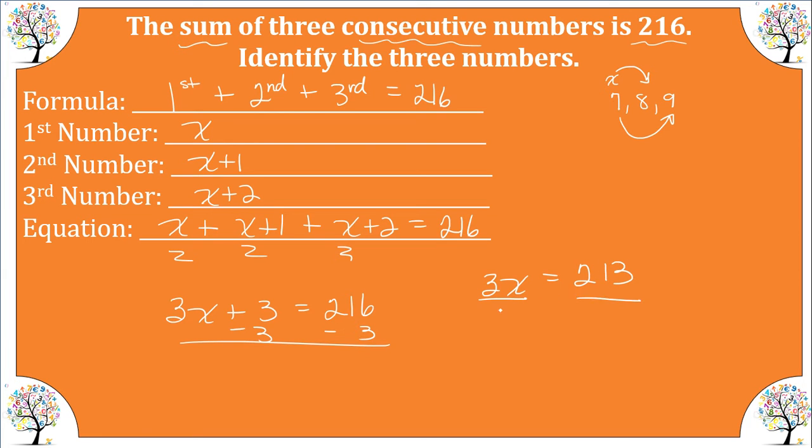We're going to divide each side by 3. So 3 goes into 21, 7 times, and 3 goes into 3 once. So our first number is 71, our second number will be 72, and our third number is 73. And if you were to add these up, you would get 216.